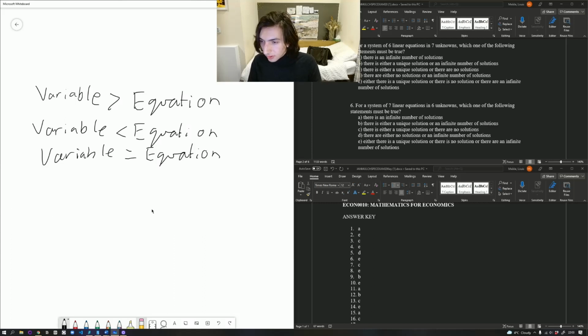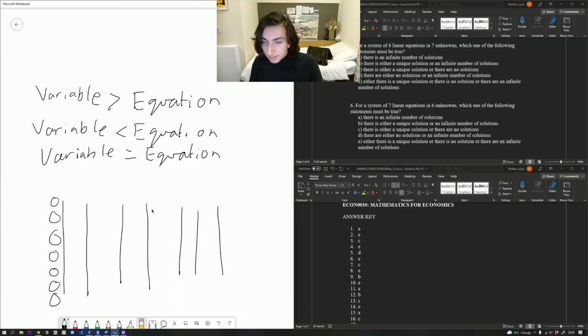So imagine, if you would, I have like 7 unknowns here, so they all have their unique numbers. I'm just writing in a circle here. I've just got 7 of these. 1, 2, 3, 4, 5, 6, 7. Okay, so there are 7 unknowns, and then, oh, hold on, 6 equations.